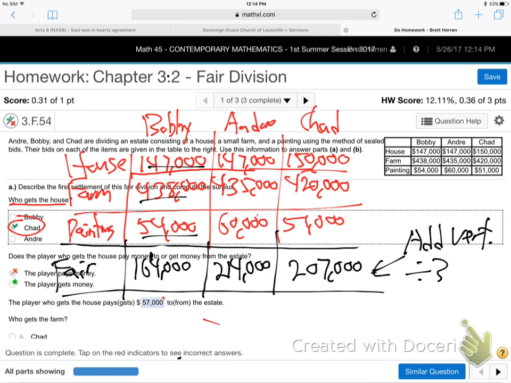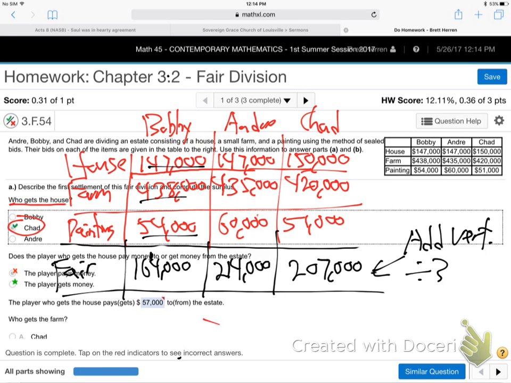So I just added them up and divided by 3. Remember, that's fair, right? Because when you add them all up, that's what Bobby thinks the whole thing is worth. And if you divide by 3, that's what he thinks his fair share should be, right? 1/3 of the whole thing. Do you get that? Does that make sense?